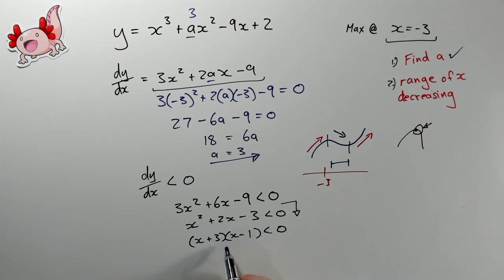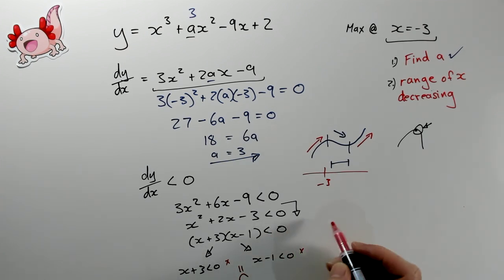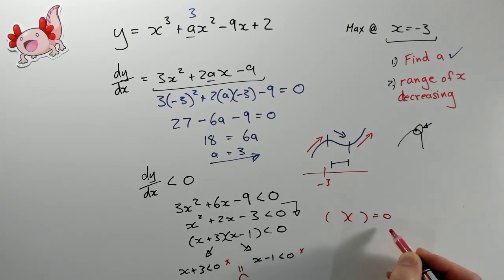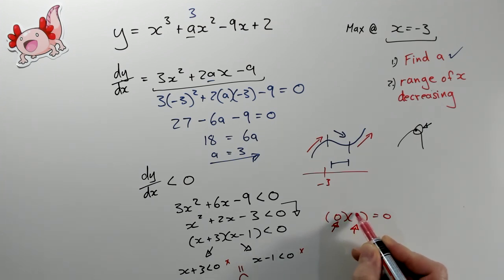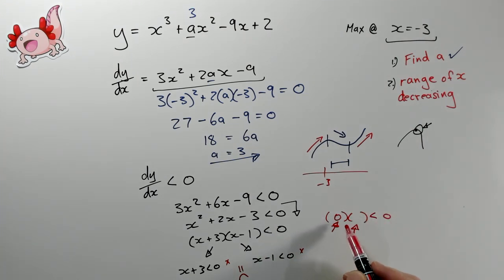What I should know is I can't do the same thing as with the null rule and now say, well, x plus 3 has to be smaller than 0 and x minus 1 has to be smaller than 0. This is not going to work for us. Because with the null rule, if I had two things multiplied and they're equal to 0, then one of them has to be 0. But for an inequality, that's not really the case. I can have basically any number here and any number here.